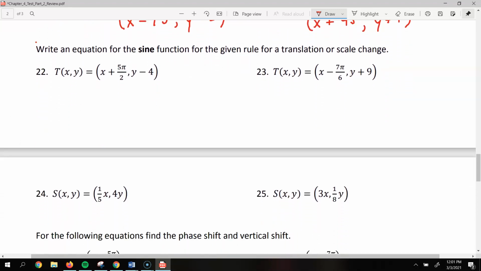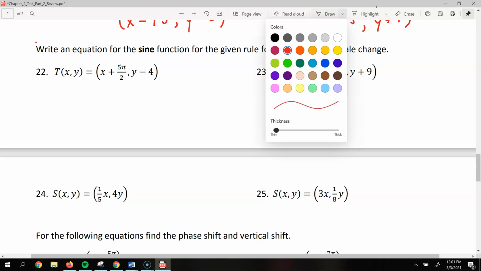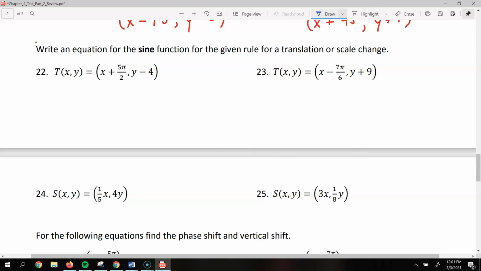All right, for number 22, it says write an equation for the sine function given the rule for translation or a scale change. So for number 22, the x plus 5 pi over 2 means it's moving to the right 5 pi over 2 radians. The y minus 4 means it's moving down 4 units.